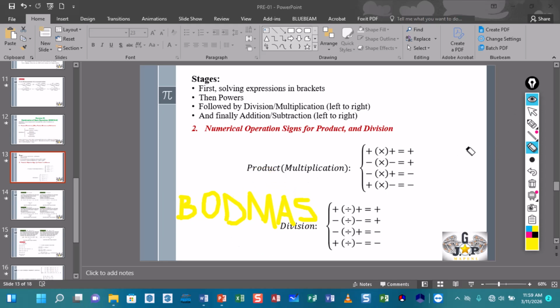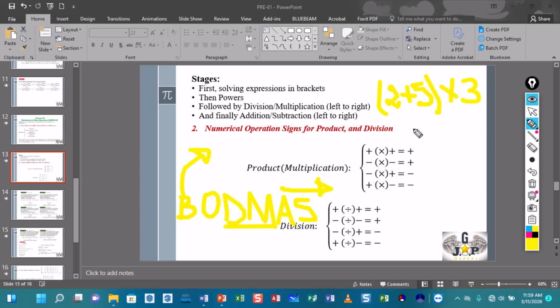But if you have the parenthesis, the B here, which stands for brackets, and you have the brackets and you have the division and multiplication, you start with the bracket, because bracket is the first letter of BODMAS. So you start solving whatever is in the bracket, let's say something like 3 plus 5, brackets, multiply by 3.